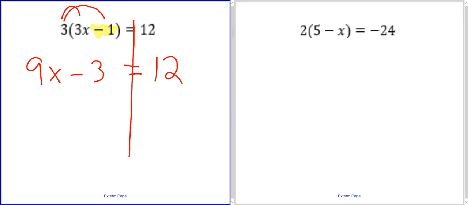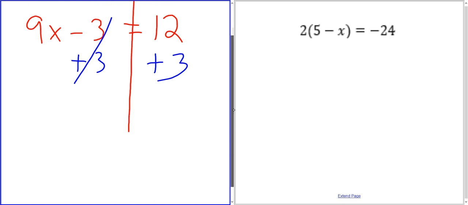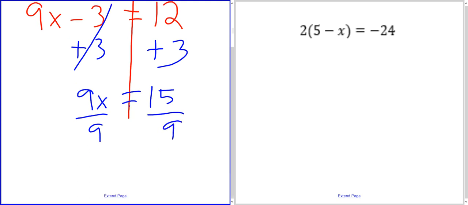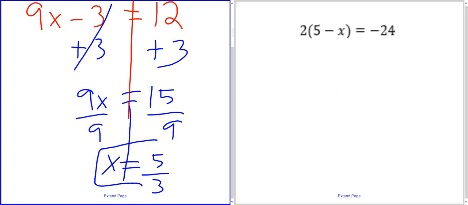And then draw the line down the middle of the equal sign. And then you can solve this equation. So you're going to add 3 to both sides. These cancel. And you get 9x equals 15. Divide both sides by 9. So you get x equals 15 over 9, which reduces. Those are both divisible by 3. So this would be 5/3. So that's your answer for that.